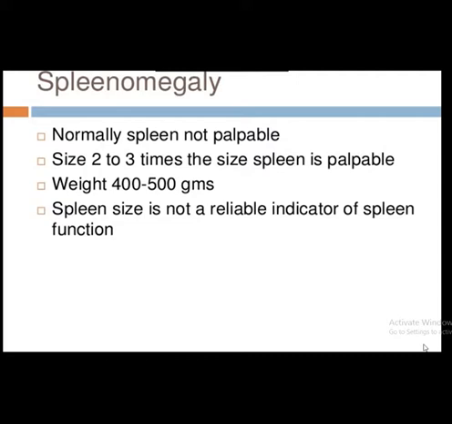A normal spleen is not palpable, as we can easily recognize in a normal patient, where we won't find any bulge beneath the left costal margin. Once the spleen is 2 to 3 times its normal size, it becomes palpable. If it is 400 to 500 grams, then only you can appreciate the spleen as an enlarged organ. Spleen size is not a reliable indicator of spleen function.